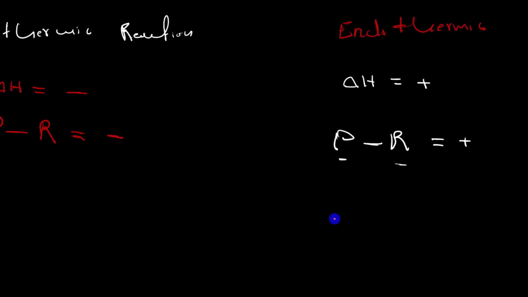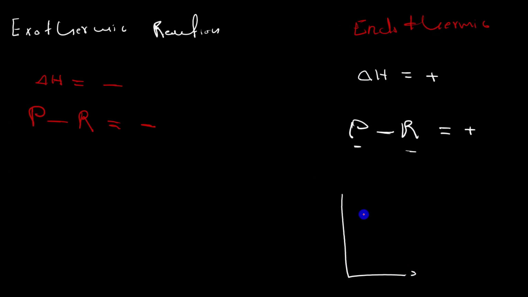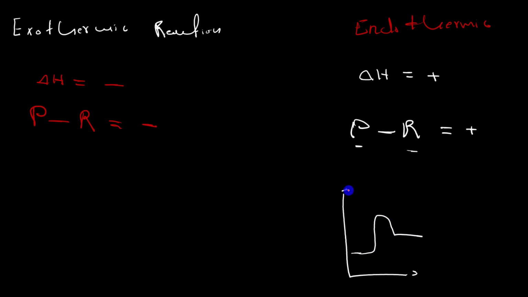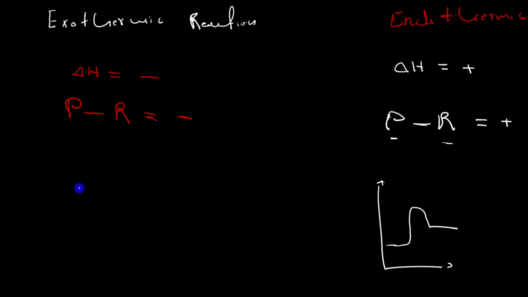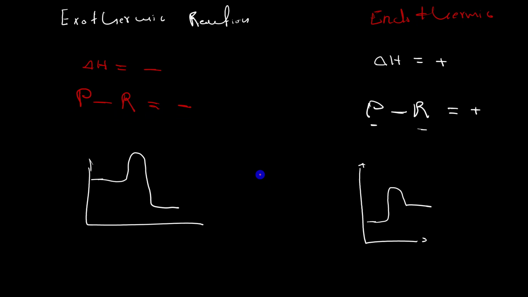The graph of the endothermic reaction can be this kind: the reactant has less energy and the product has more energy. The graph of the exothermic reaction can be like the product has less energy and the reactant has more energy, because it releases to the surroundings, while the endothermic reaction absorbs from the surroundings. These are the differences between the exothermic reaction and the endothermic reaction.